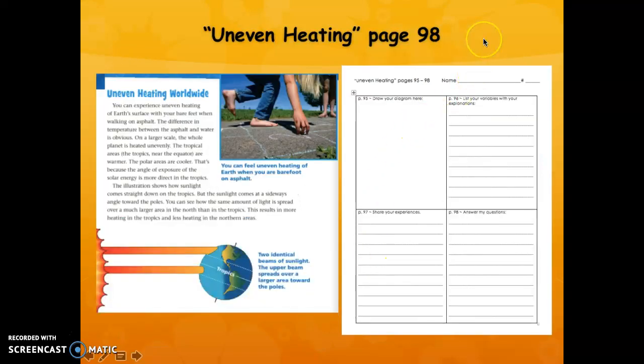All right, finally, on page 98, uneven heating worldwide. So these kind of things happen to us on, you know, sidewalks and the beach and the water, but this is going on throughout the whole world. So read this section right here, and then I'm going to explain to you what it is I want you to do. I'm going to have some questions about this. Stop the video now.